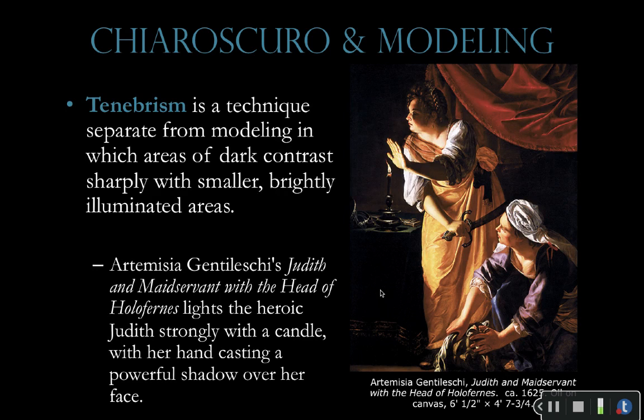Now, another term that I like to bring up this week when we talk about modeling and contrast is tenebrism. Tenebrism is a technique separate from modeling, in which the areas of dark contrast sharply with smaller, brightly illuminated areas. So this is different from chiaroscuro, because within chiaroscuro we have a blending of the lights and darks to create this sensation of modeling around a round figure, okay? But here with tenebrism we have a much more dramatic contrast between lights and darks, and we often have this within Baroque period paintings, like we see here on the right side.